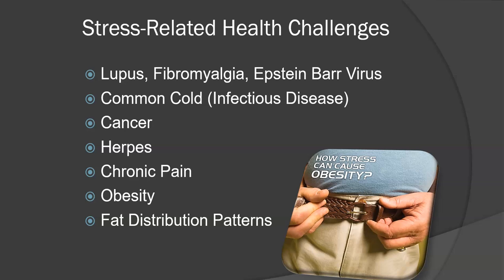There has been shown to be stress-related connections to cancer, herpes, chronic pain, obesity, yeah, obesity, and fat distribution patterns. And this is crazy. You're going to see this in the documentary next week, but chronic stress has actually been linked to a fat distribution pattern of carrying more of your excess body fat towards the midsection of your body. So, that's a pretty wild thing.